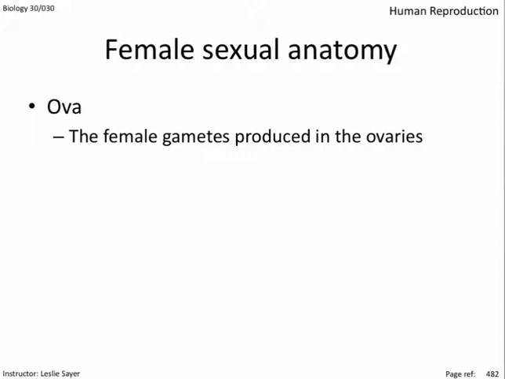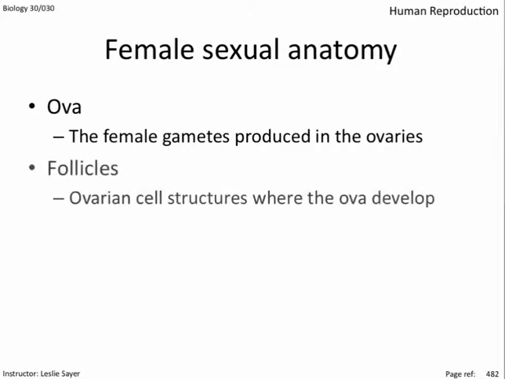Unlike the testes, where cells go on to divide by meiosis to produce the sex cells, the spermatogonia, which are constantly being made from puberty to death, the female gametes come from a few 100,000 cells that were established at birth. If we assume a 40-year window of reproductive viability for the woman, that means only 480 eggs will ever be released. The follicles are the ovarian cell structures where the ova develop.